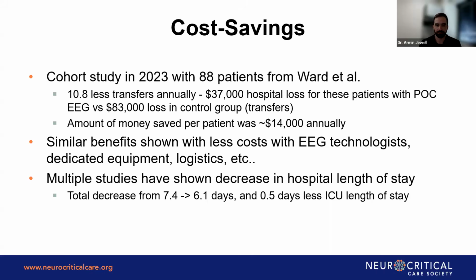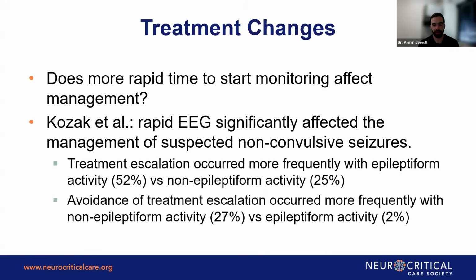So they were able to reduce the costs of the loss of these in transfer, as well as save money annually. And then length of stay is also an important part of cost. There are multiple studies that show that there is a decrease in length of stay. 7.4 to 6.1 was the averages, and in general on the ICU side, at least half a day less length of stay, depending on the scenario. So there was a decrease in the length of stay for them using point of care EEG. And then, as I mentioned before, does monitoring quickly help with management? So sometimes it does.